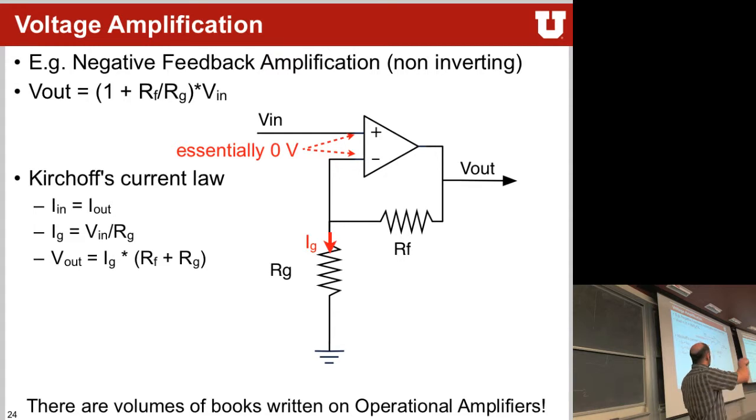But this current does not come from this output point here. Where it comes from is from this side here. So IG has to come from here, and flows through RF and RG. And so now we can calculate Vout as IG times RF plus RG. Since we know IG, we can plug it in here, and we get the formula that Vout is 1 plus RF divided by RG times Vin. Very simple amplification algorithm here.